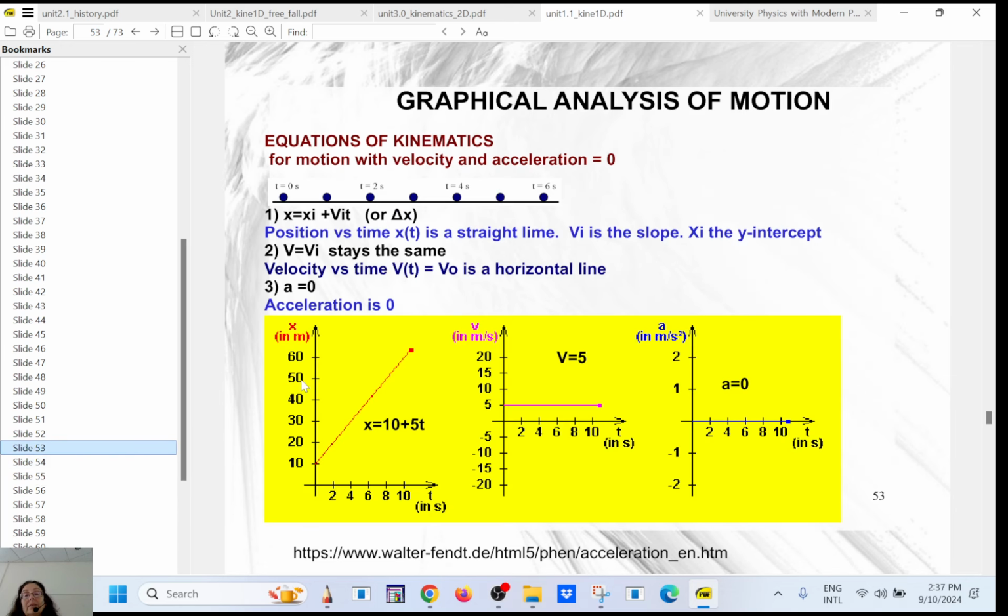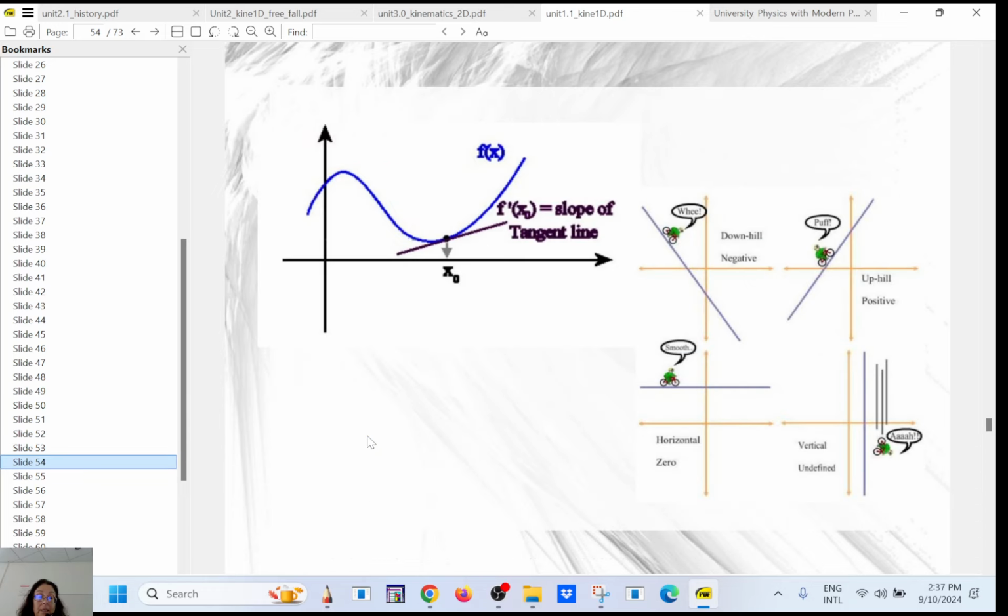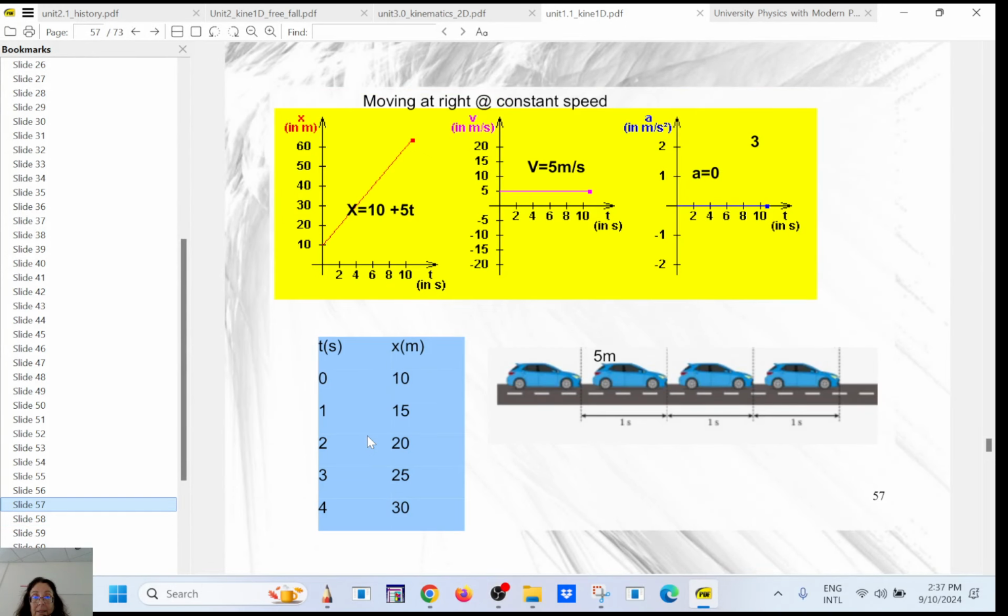So you see that here, when you have position versus time, what do you think the slope is? Look at the unit here on the y-axis. What do you have? Meters, right? So on the x-axis, seconds. So meter per second is velocity. So the slope is going to be the velocity. And the y-intercept is the initial position. Okay, let's see if I go back to that. Yeah, I will go back to that.